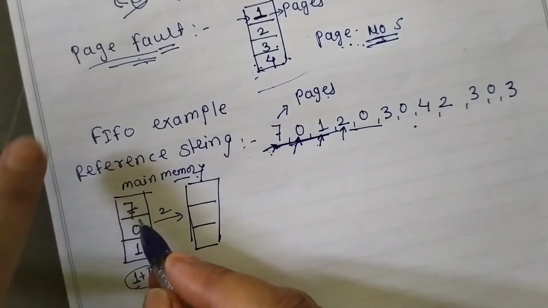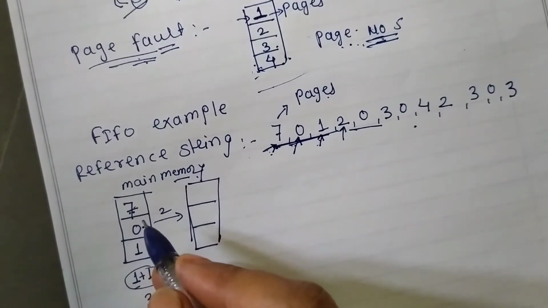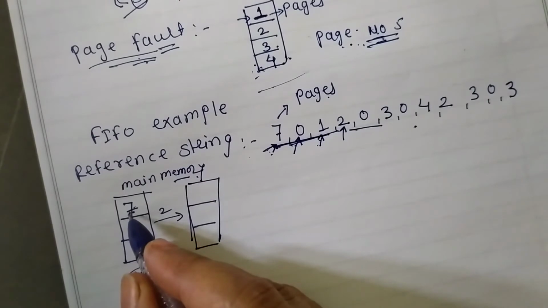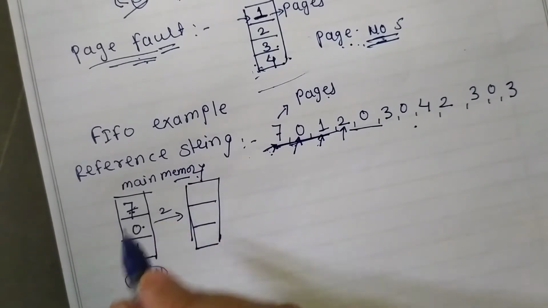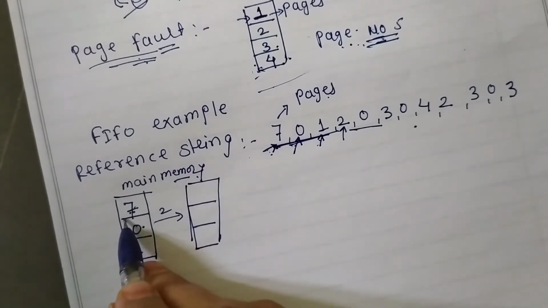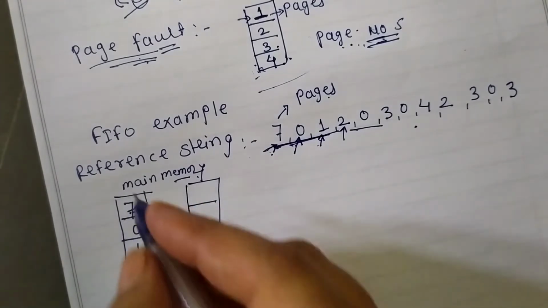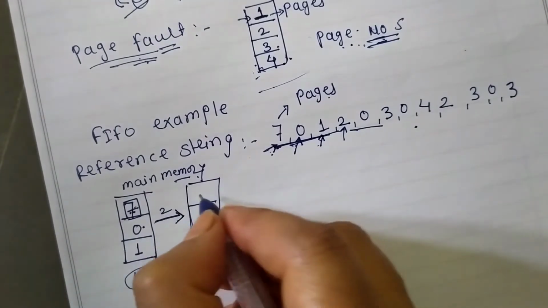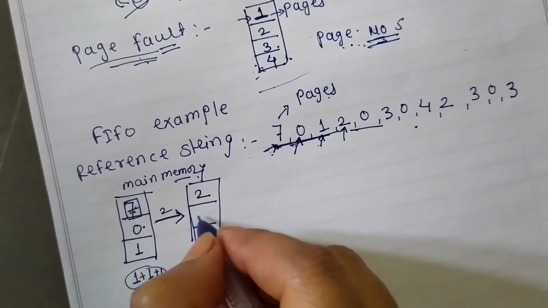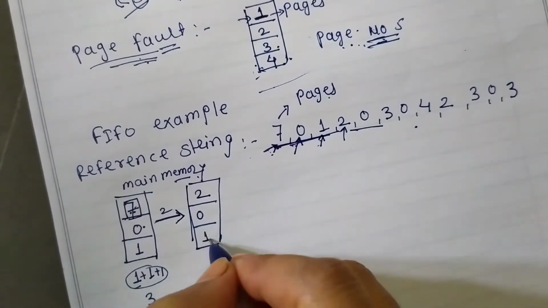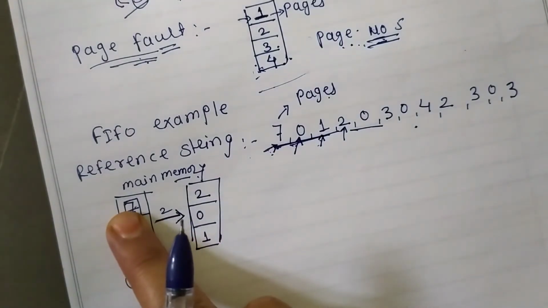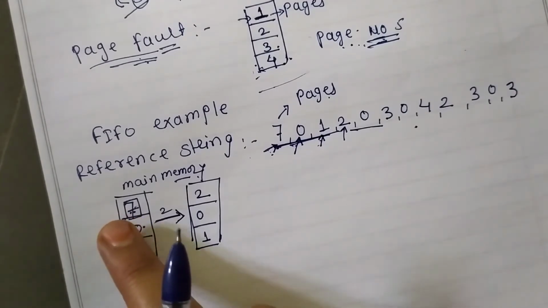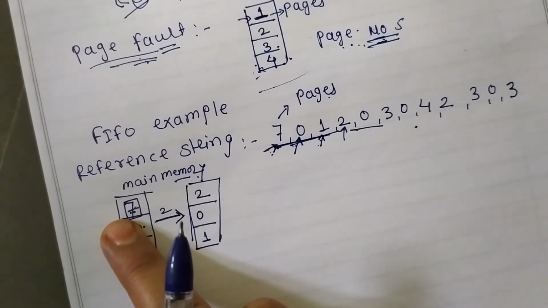As it is FIFO, first in first out, whichever page number is stored first has to be removed first. We stored page number 7 first, so we have to replace this 7 with the incoming page number, that is 2. So I will store 2 here, keeping the values 0 and 1 as they are. We replaced 7 because this page number entered first. The page number that entered first has to be removed first.